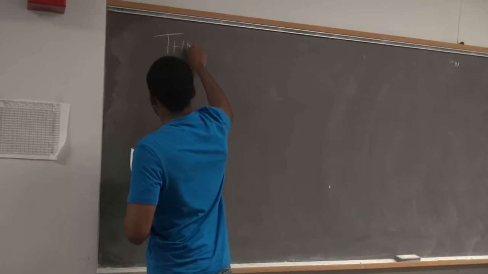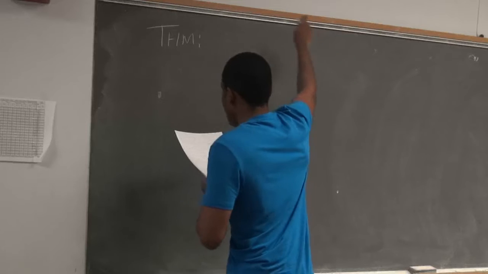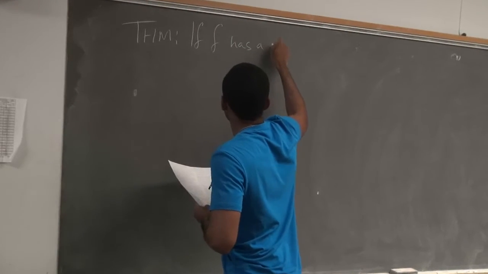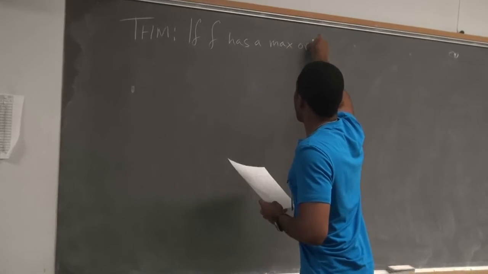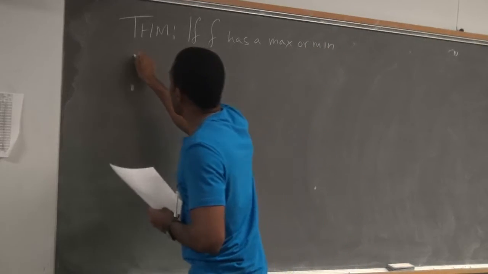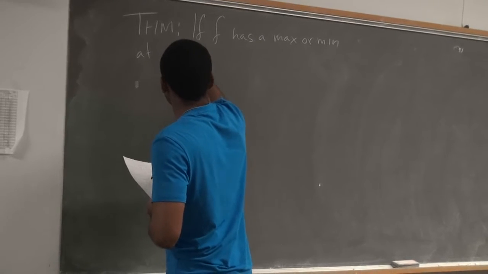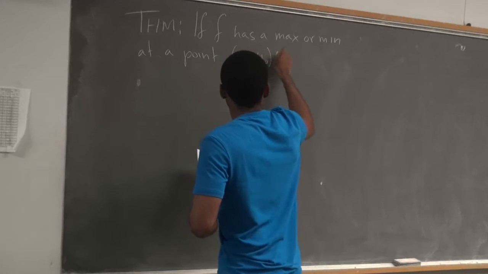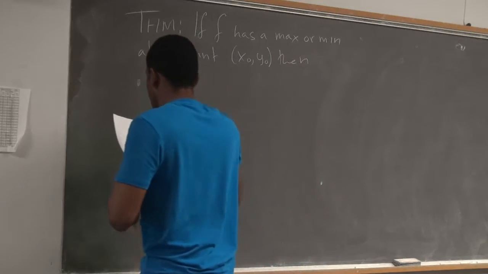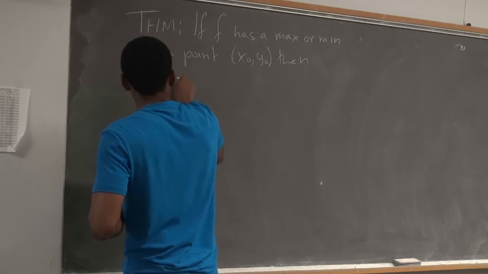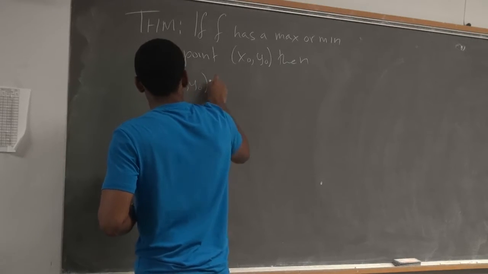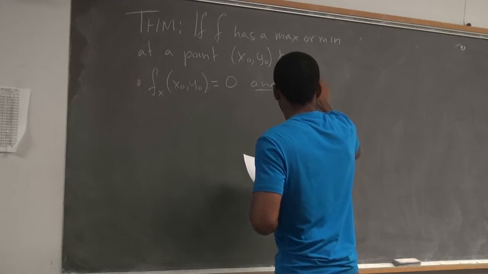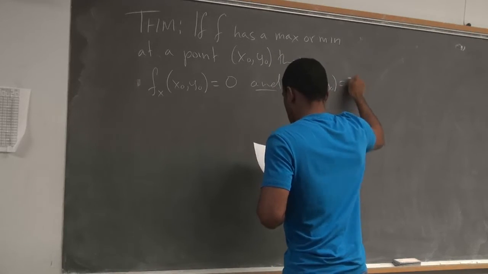Theorem. Again, something that's not completely surprising. If f has a max or min at a point, then the partial with respect to x is 0 and the partial with respect to y is 0.